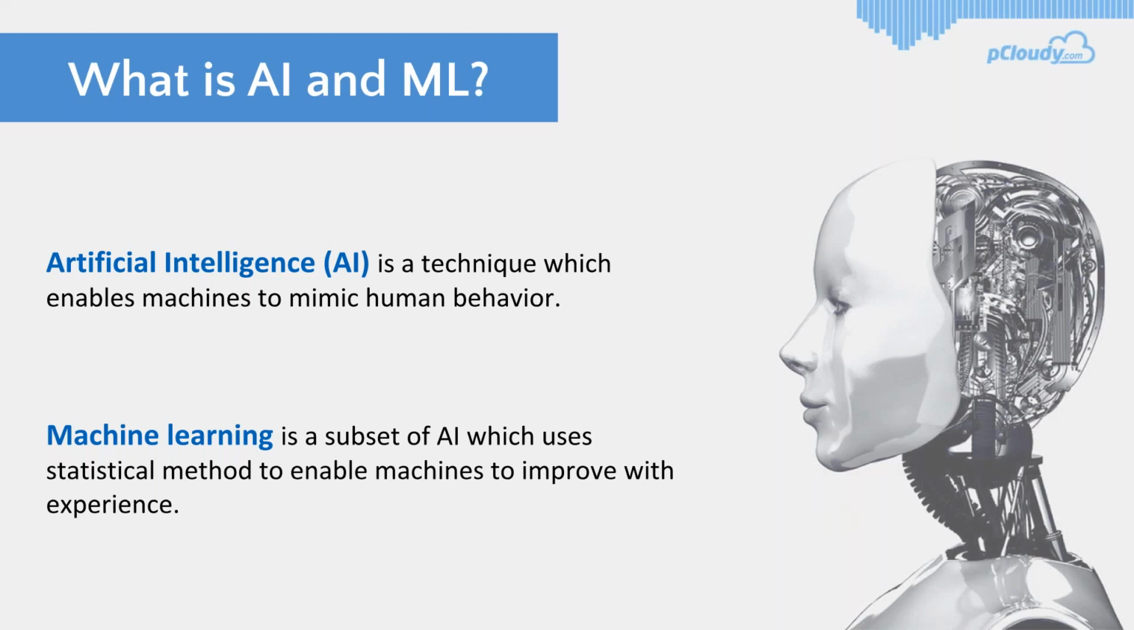Machine learning, however, is a subset of AI. The terms machine learning and AI are often used interchangeably, but machine learning is a subset of AI which uses statistical methods to enable machines to improve with experience. It is an application of AI that provides systems the ability to automatically learn and improve from experience without being explicitly programmed. Machine learning focuses on development of computer programs that can access data and use it to learn for themselves.